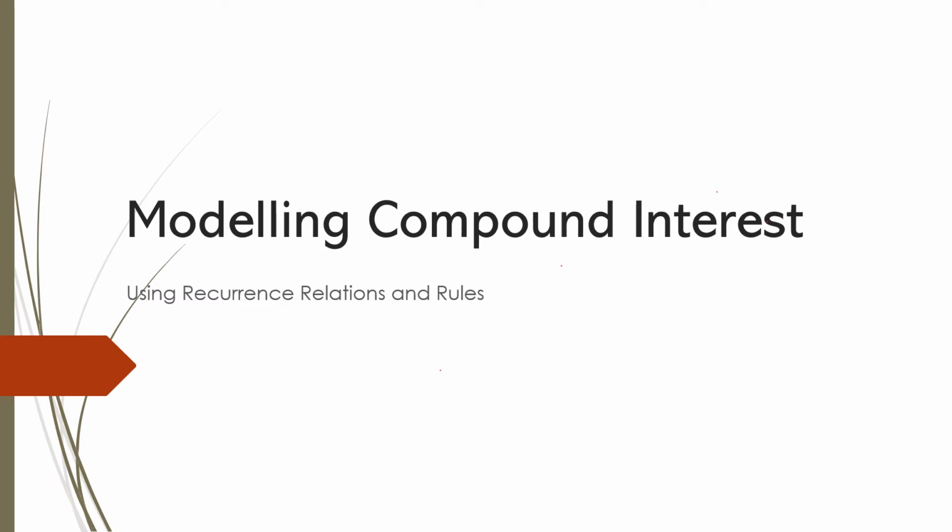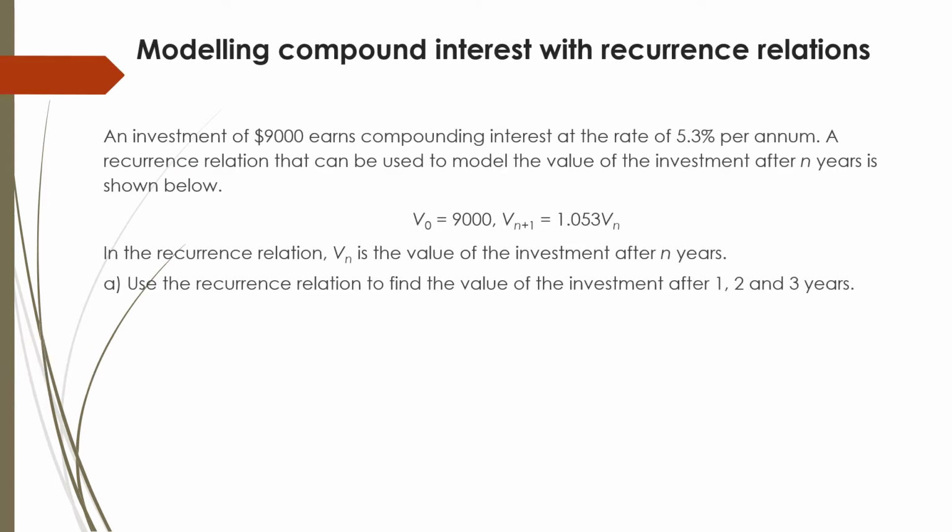Extending on section B, which looked at simple interest, we're now looking at modeling compound interest using recursion relations and rules. And we're going through the structure of them and the key differences. All right, so modeling compound interest with recurrence relations. We'll do this through a number of examples.